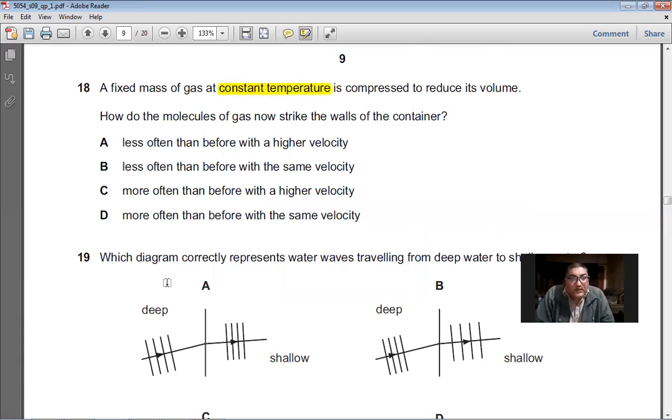Less often than before with the same velocity? That's also wrong, because you have compressed the gas, so the pressure will increase. More often than before with the higher velocity, the higher velocity part is wrong. More often than before with the same velocity. Yes, that is the right answer.